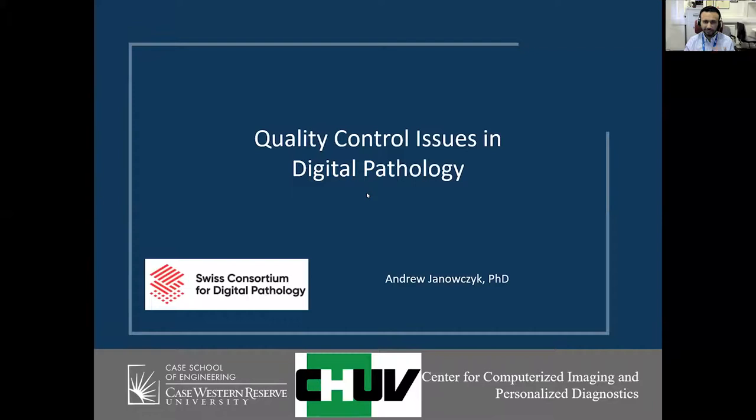Our next speaker is an ever-present part of these PathLAKE masterclasses, Andrew Janowczyk. Andrew is an assistant research professor at the Center of Computational Imaging and Personalized Diagnostics, CCIPD, at Case Western University in the USA, but he's also a senior bioinformatician at the Swiss Institute of Bioinformatics and a senior research assistant at the Precision Oncology Center of the Lausanne University Hospital. Over to you, Andrew. Thank you very much.